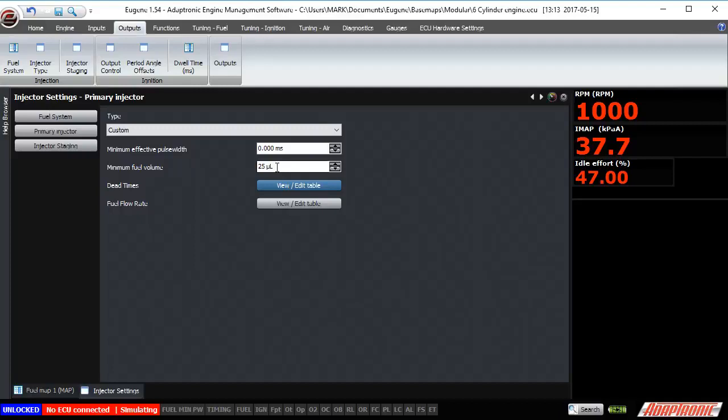So from that we can work out the milliseconds. Now, for those who prefer to think in effective milliseconds rather than fuel volume, you can set a minimum effective milliseconds rather than a minimum fuel volume if you want to. The only thing I'd say is don't set both of those, because one of them is always going to happen before the other one. If you're going to use one, then set the other one to 0 so you don't get confused.